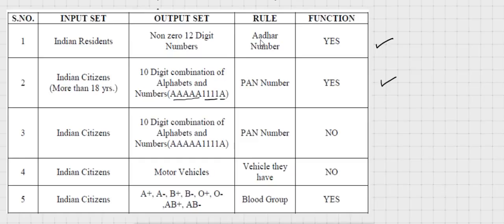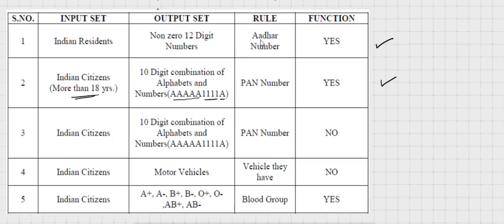What is the second condition? They should have only one output. Here, is there any possibility for a member to have two PAN numbers? No. Okay. So two conditions for the function were satisfied. Now, if I am not taking this restriction on the input set, what is that restriction? More than 18 years. I am just removing that restriction.